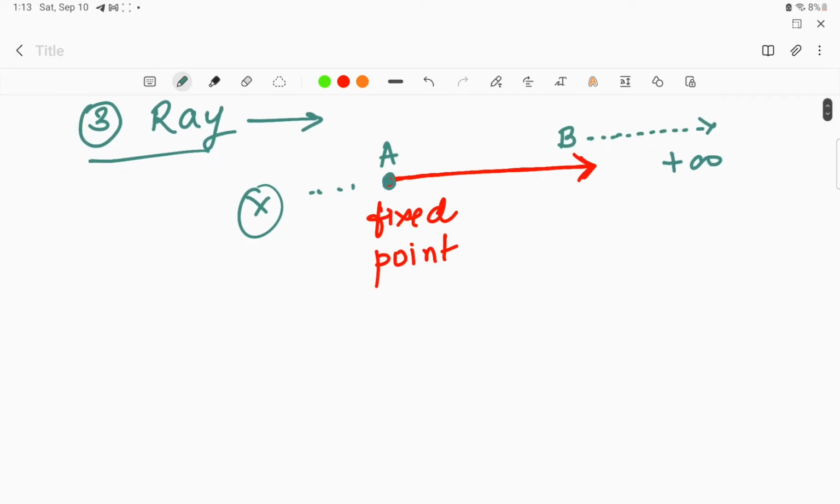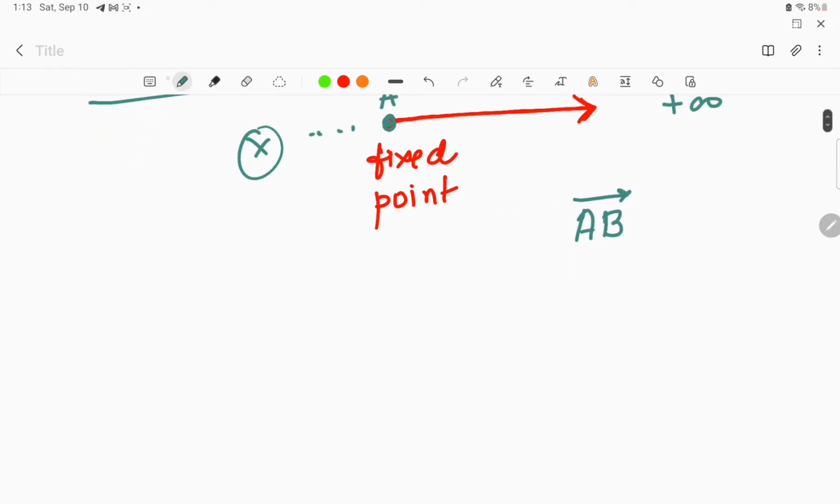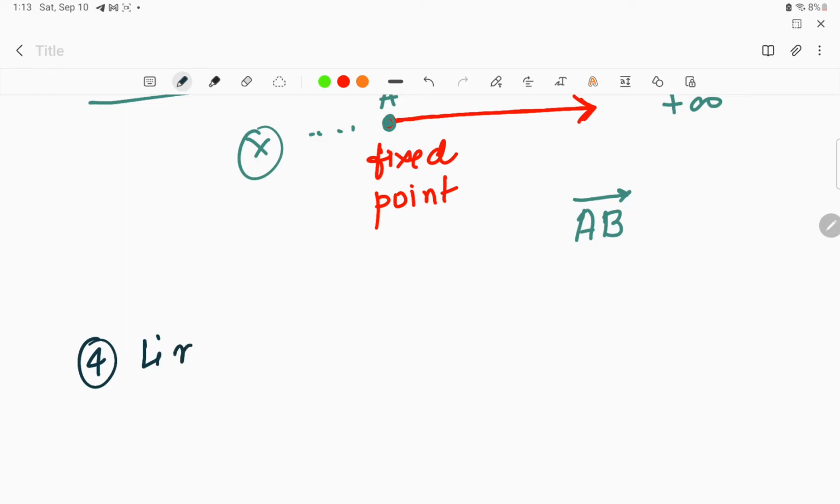Now how can the ray be indicated? For example, this is the ray called AB. How will we denote it? We'll denote it by this diagram. Basically a single headed arrow is denoting a ray. In this way we'll denote the ray. Now the very next term that we will discuss over here is line segment. Now what is a line segment? The fourth term, line segment.